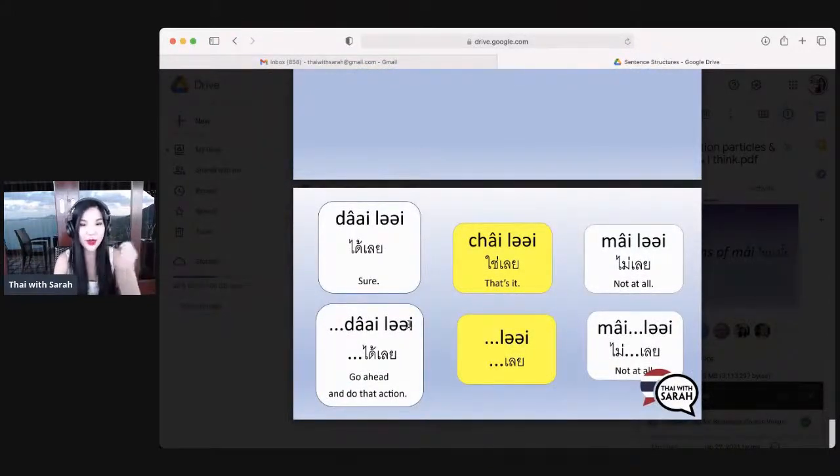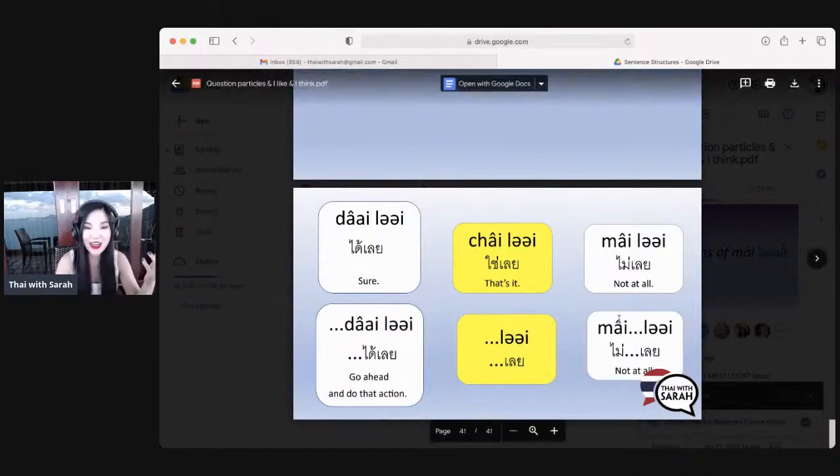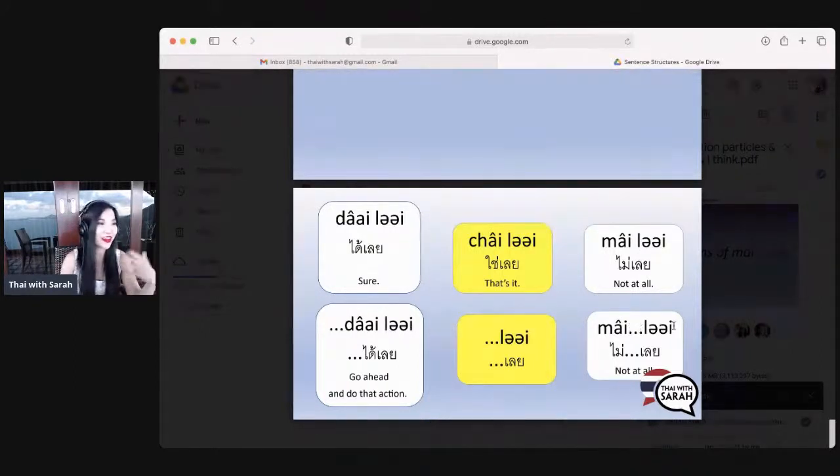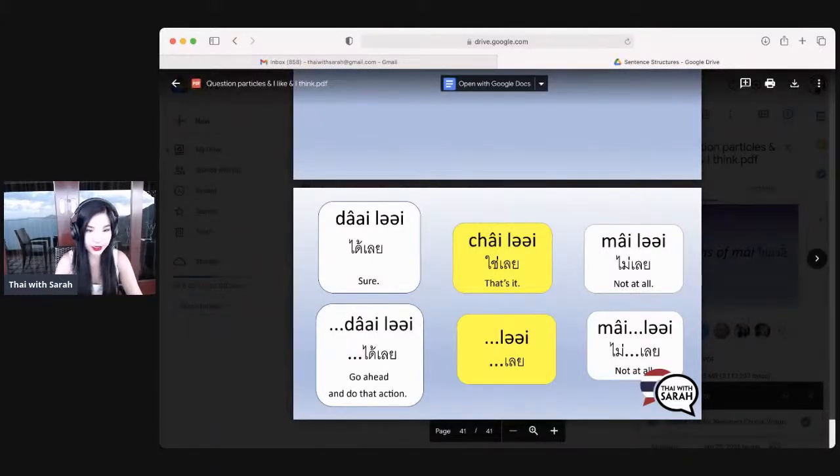I also teach you more yes or no in Thai, how to say ได้เลย, "sure", ไม่เลย, "not at all". It's the same ไม่, and then you add an adjective and เลย. For example, แพง, expensive, แพง with a mid tone: ไม่แพงเลย, not expensive at all. So that's the structure here.